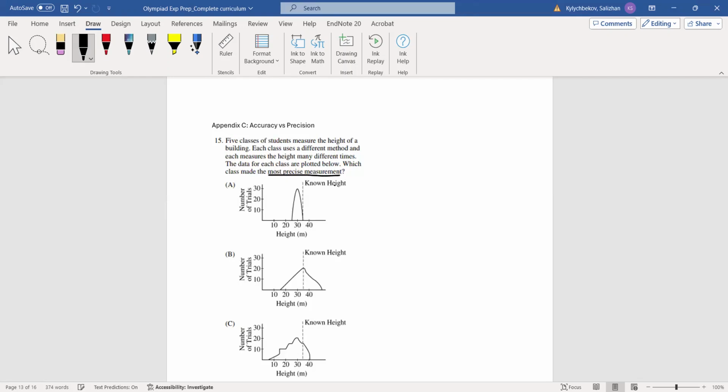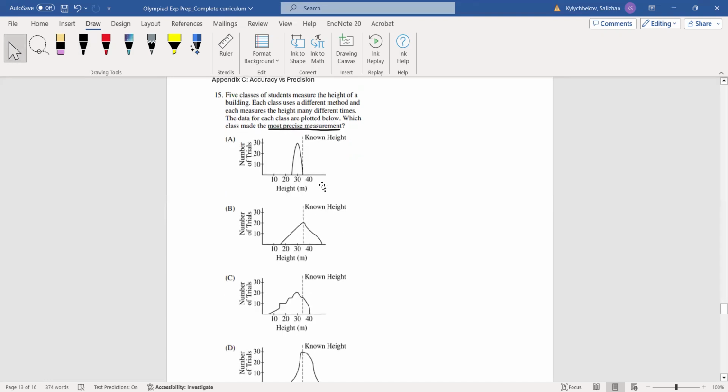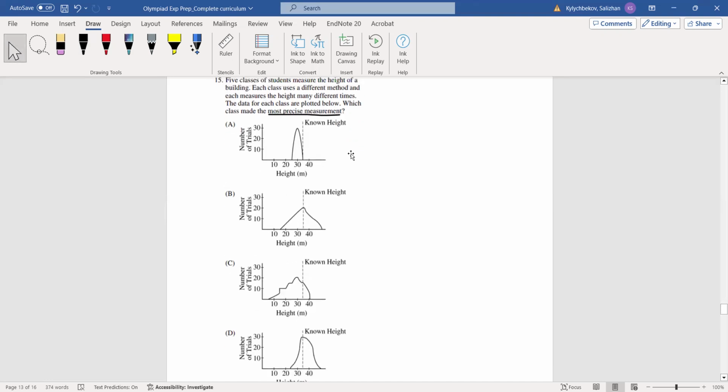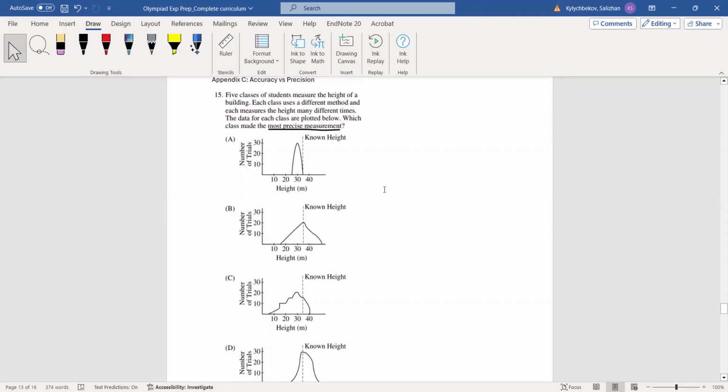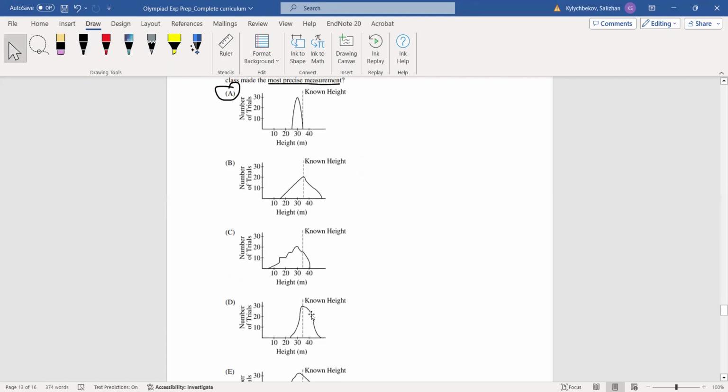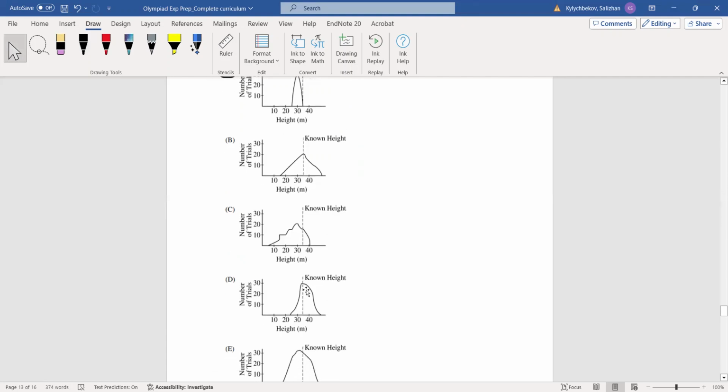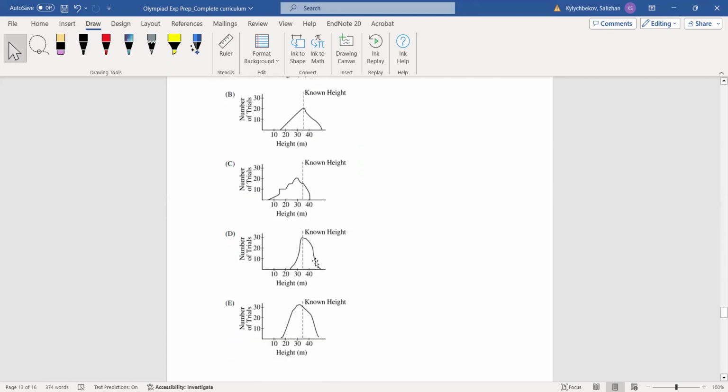If you remember, for precision, what was the important thing? The standard deviation should be small. This is obviously the answer, right? Because this is not precise. This is accurate, but not precise. This is not accurate and not precise as well. And this is somewhat accurate, but it's not precise. The values are scattered. This is horrible. It's not precise at all.